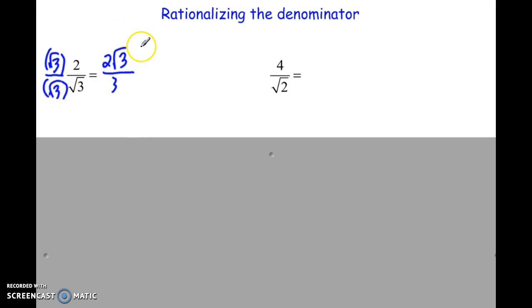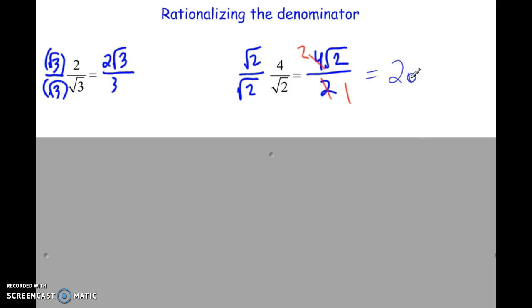But in doing so, now mathematicians are happy. We breathe easier. We like it better when there's rational numbers down in the denominator. Same thing over here. We can multiply by square root of 2 over square root of 2. That should rationalize the denominator. Square root of 2 times square root of 2 is square root of 4, which is 2. And up top you have 4 root 2. In this particular case, it would simplify even a little bit more because 4 and 2 cancel there. And so we get 2 root 2.